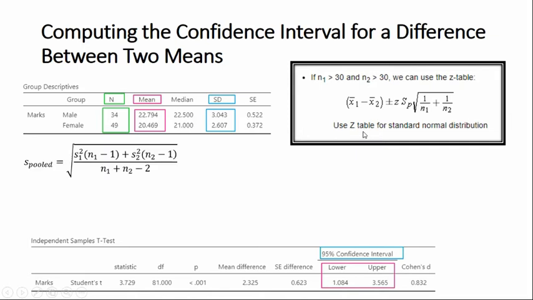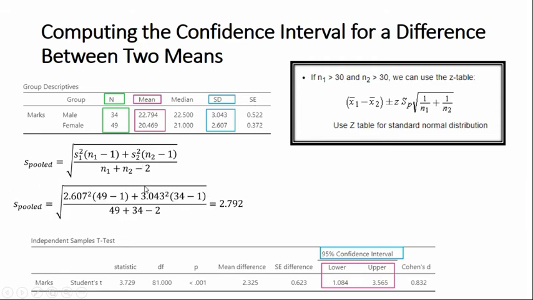For this, we need the pooled standard deviation. This is the formula for pooled standard deviation. By using the values, I get a pooled standard deviation of 2.792. Friends, to get the exact value, because software uses the exact value to calculate the confidence interval, I have checked this value in Excel by using the formula TINV.